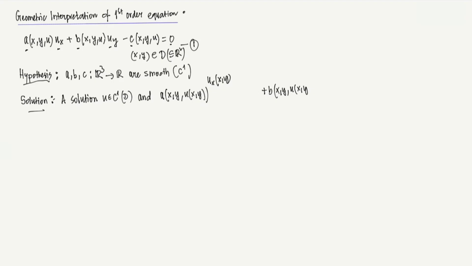So we have a times u_x at the point (x, y), plus b times u_y, right? So basically for every point (x, y), I want my equation to be satisfied. That's the point, okay? So minus c(x, y, u(x, y)) has to be 0. I hope it is clear now. For every point x and y in the domain D, this should be true. That is the requirement which you are putting.